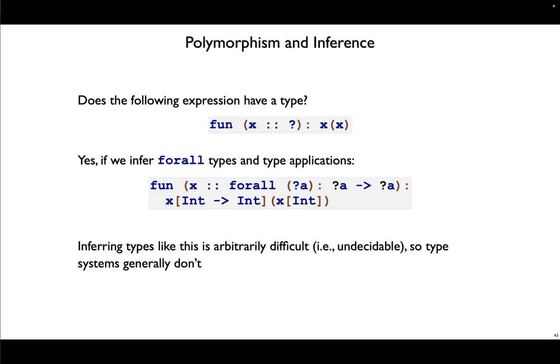But we still have a problem. It's now impossible to decidably infer a type for an arbitrary expression. If we want inference to be able to introduce for all types anywhere that there's a type hole, for example, the argument x to this function here, then it turns out that in general, we can't be sure whether inference will succeed or fail on a given expression. It's an undecidable problem. Figuring out where to put for all types and which for all types to use is very hard.